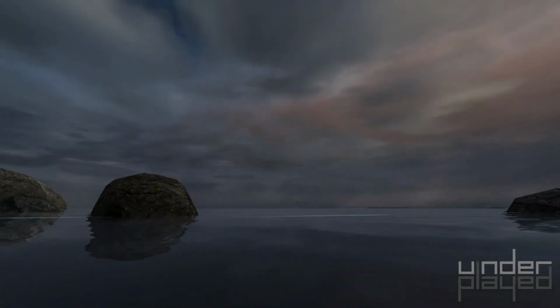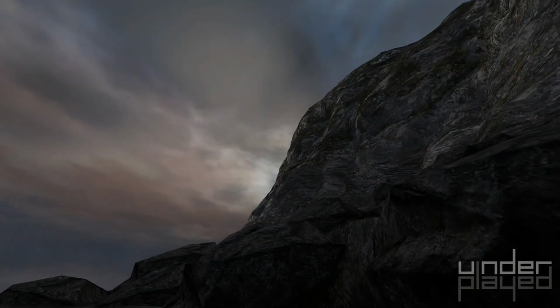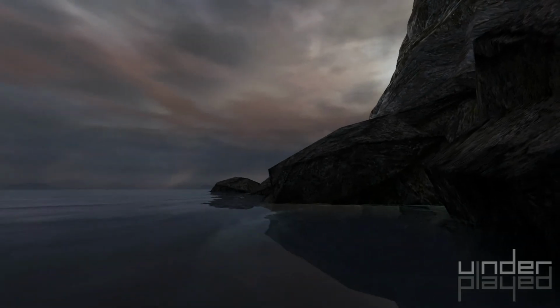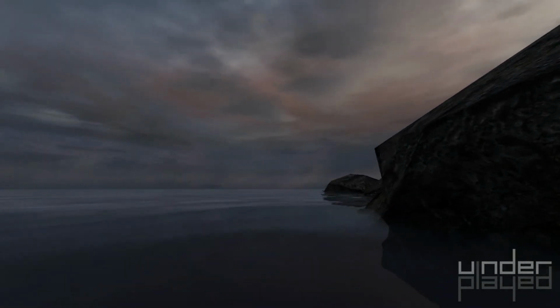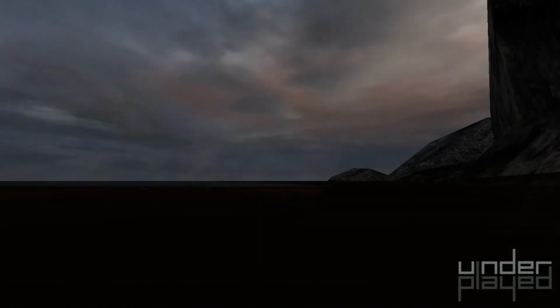How far out to sea can I go, I wonder? Oh my. I can't seem to swim. Okay. Well, that's interesting. So I suppose we can't go very far out to sea at all.